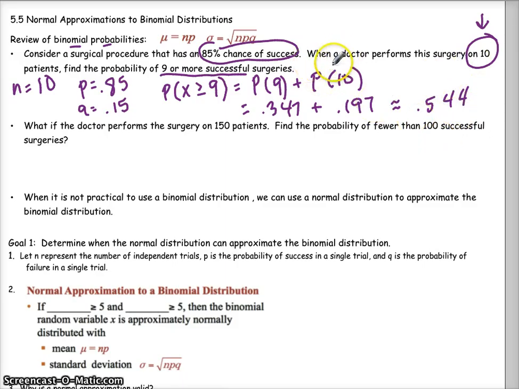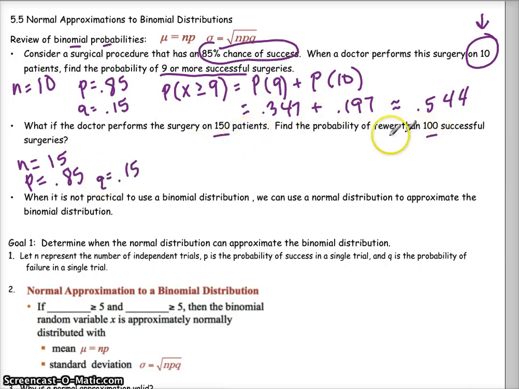Okay, so that reviews how we use a binomial distribution. Let's look at the second bullet point. What if the doctor performs the surgery on 150 patients? Find the probability of fewer than 100 successful surgeries. So n changes to 150. The probability of success is still 0.85. The probability of failure is still 0.15.